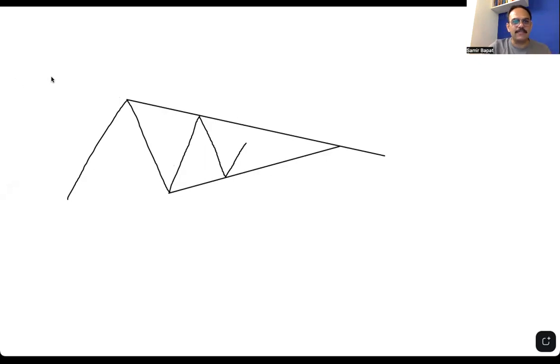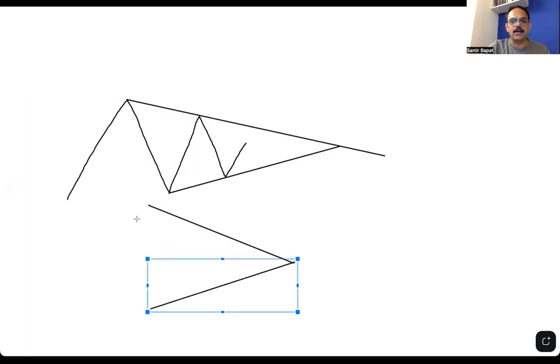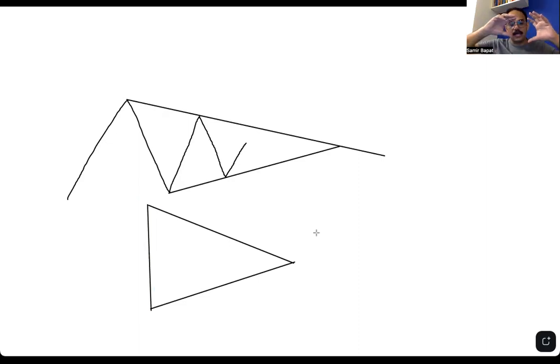This triangle, if you see from a perspective without the price action, it will look something like this. Okay, this is a triangle. So visibly it will look something like this. So here also it will look something like this. So this is a symmetrical triangle, what they call. So we are looking for something like a symmetrical triangle.